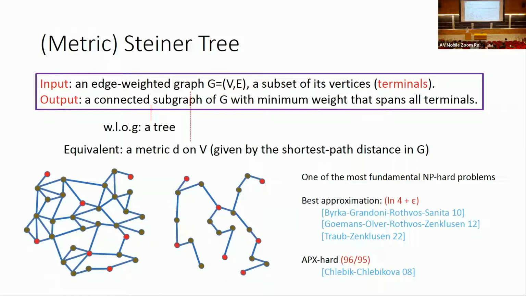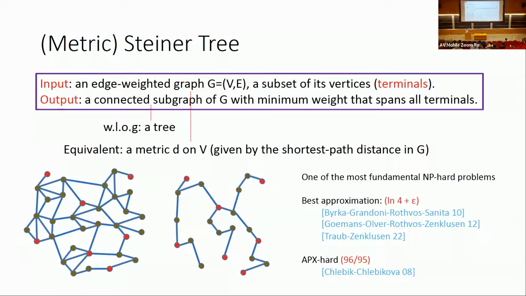And it's not hard to observe that it's actually equivalent if, instead of being given an edge-weighted graph, we're given a metric on the set of vertices, because it's equivalent to view the input as the shortest path distance given by the graph. And if you really want to select an edge that is not in the graph, it does not hurt to select the shortest path connecting these two endpoints. So it's equivalent if the input is just a symmetric metric.